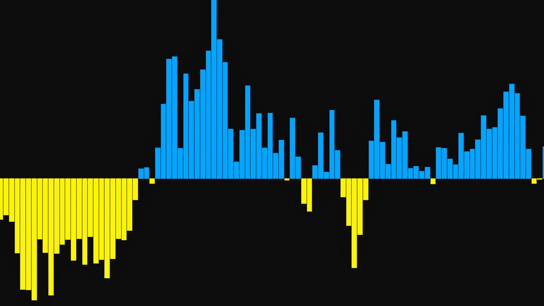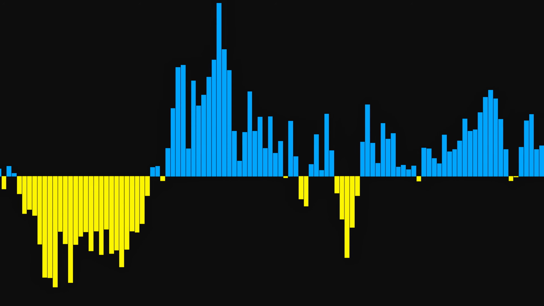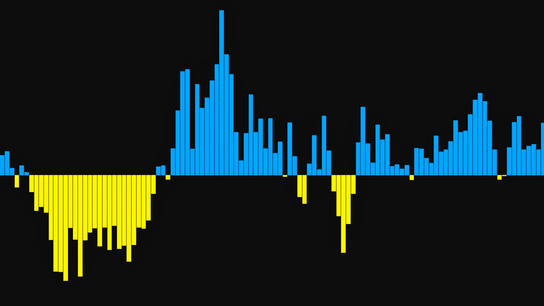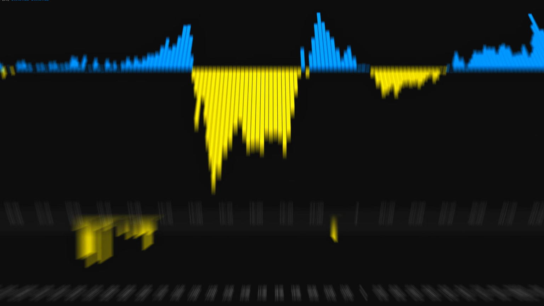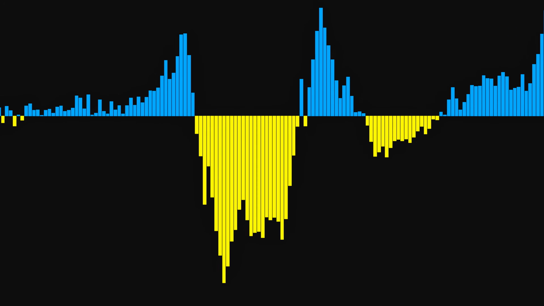When sky blue or bullish columns appear, it means buying pressure is increasing, suggesting that price movements upward are supported by solid volume strength. When yellow or bearish columns dominate, selling pressure is taking control, confirming a potential downward move or continuation of a bearish phase.